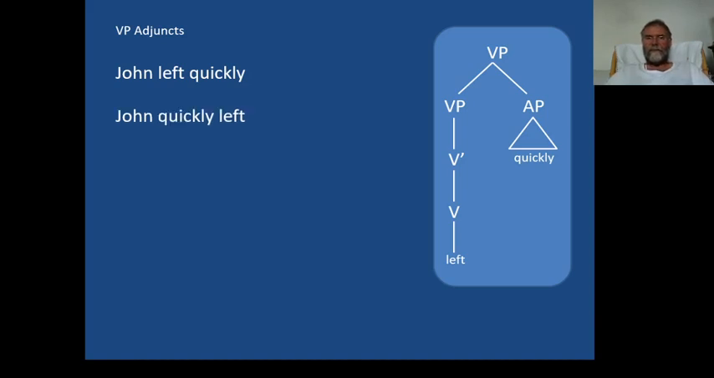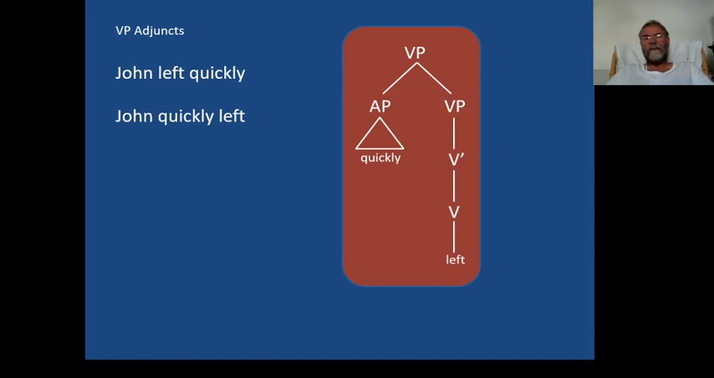But note, you can also put the adverbial modifier in front of the verb. You can say John quickly left. Now what that indicates is that adjuncts, unlike specifiers and complements, can actually come either side of the element to which it's adjoined.